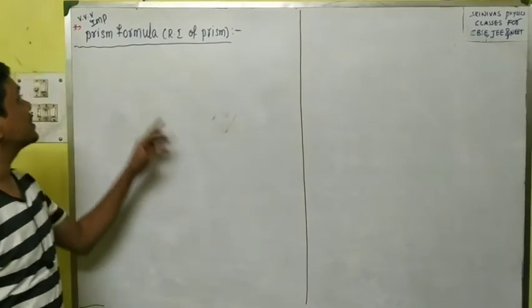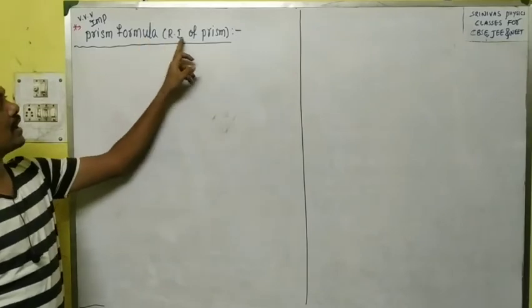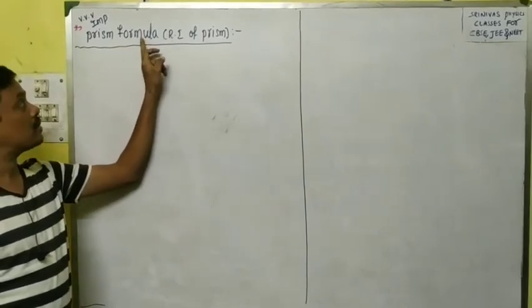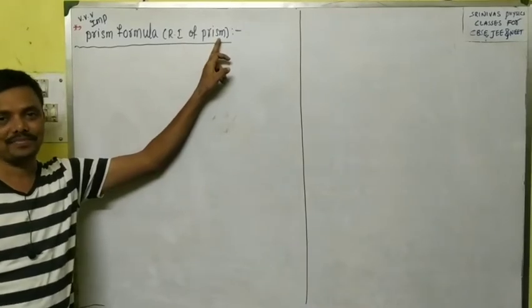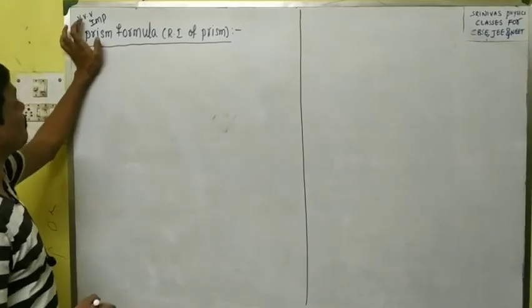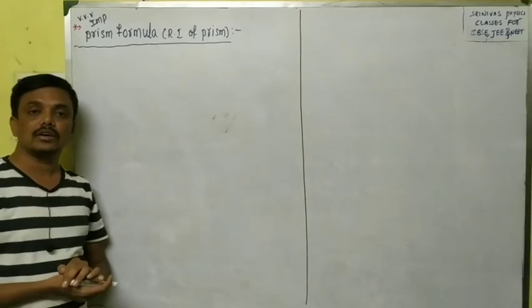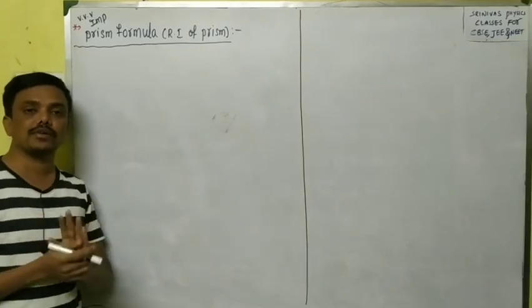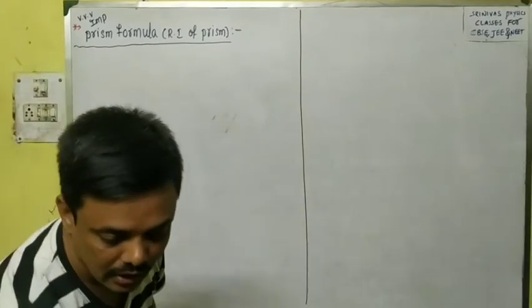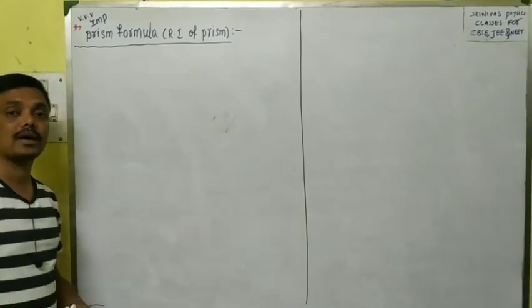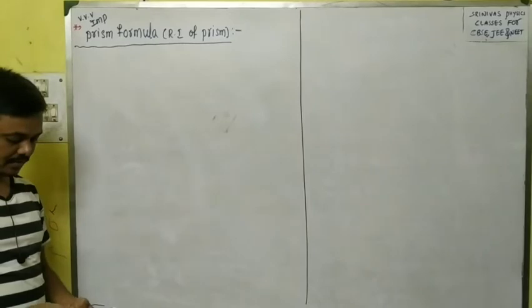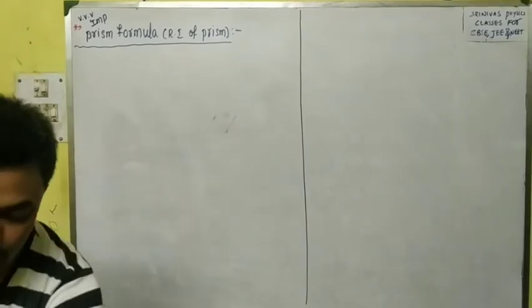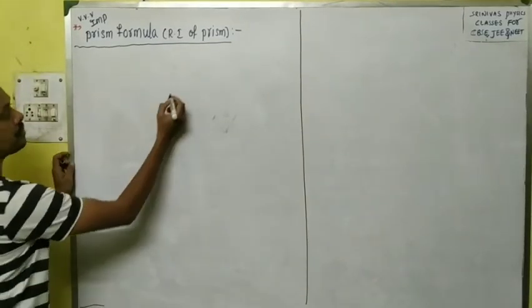Today's topic is the prism formula. Prism formula means I am going to derive the refractive index of the prism. This is very important for the 5 marks. Okay? Listen very carefully. Now let us see how to derive all these formulas. I am going to explain how to derive these formulas. Listen very carefully. First I will draw the diagram.